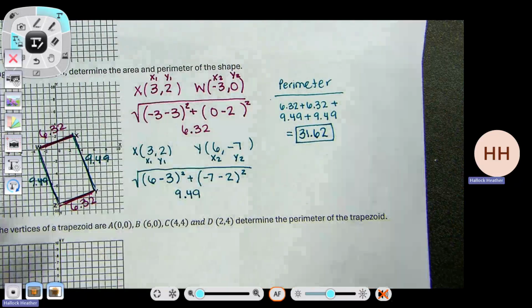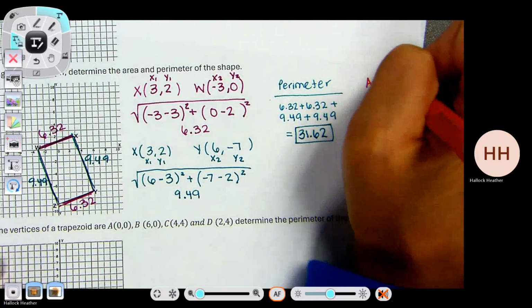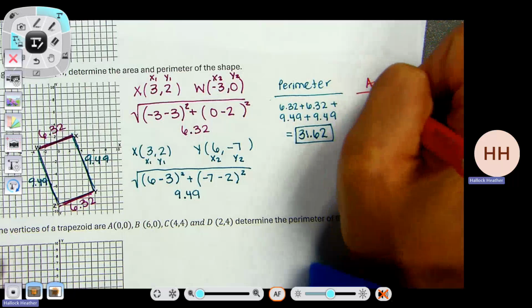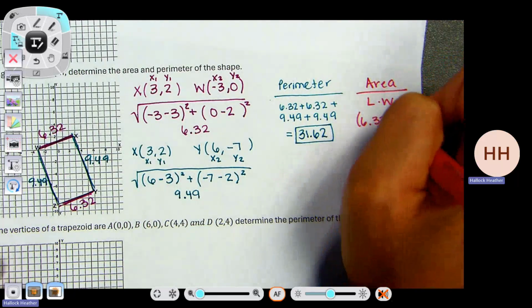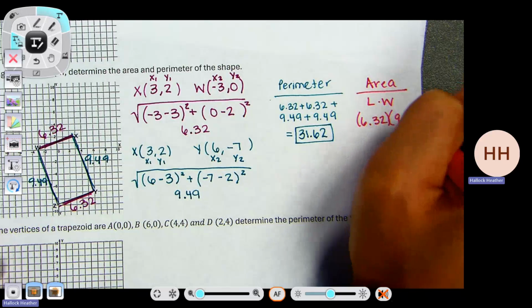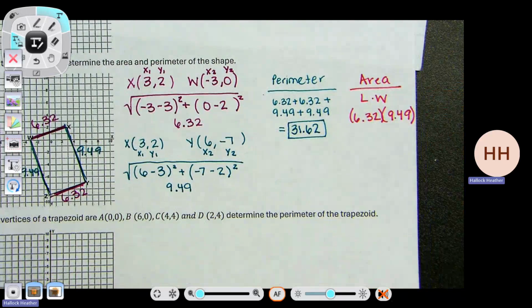Good. Multiply length times width or base times height, whatever you want to call it. So area, we're going to use length times width. It doesn't really matter which one's the length, which one's the width, because either way, you're just multiplying them together. So don't get tripped up. People are like, which one's length and which one's width? Oh! Doesn't matter. Okay. So what do we got?